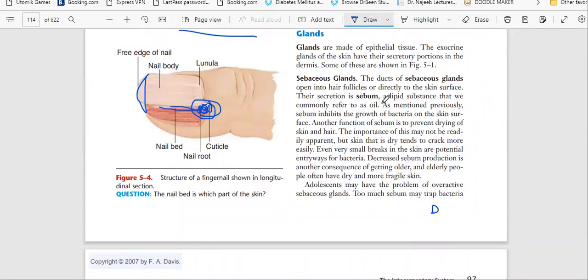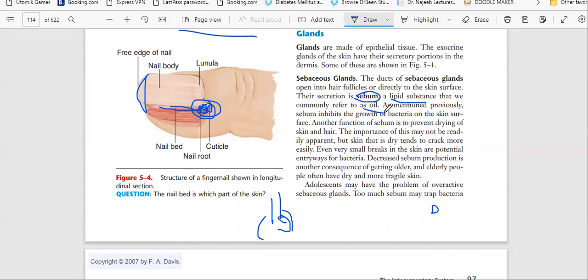The ducts of sebaceous glands open into hair follicles or directly onto the skin surface. This secretion is called sebum. So basically, this is the hair follicle, and these are the sebaceous glands. These sebaceous glands directly supply their sebaceous substance to the hair follicles. What is that? It is a lipid substance that we commonly refer to as oil.